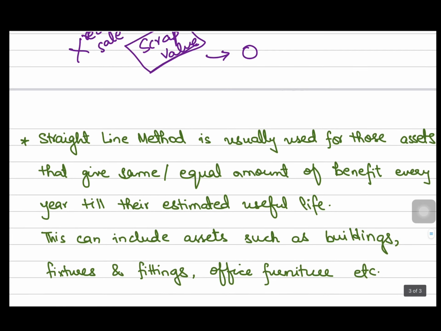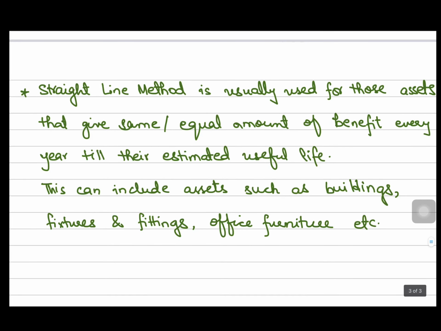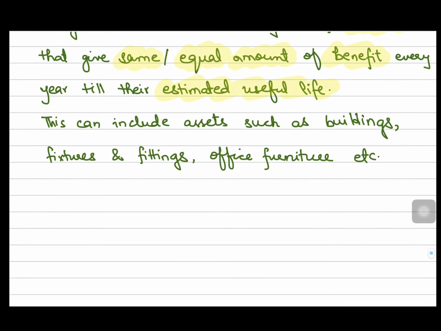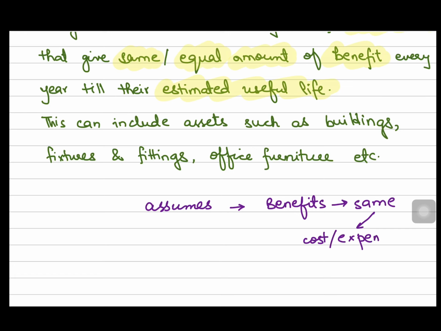Now, one more thing that you also need to remember about straight line method is that straight line method is usually used for those assets that are expected to give the same, or let's say equal, amount of benefit till their estimated useful life. Right. Now, for instance, if the business assumes that they will be getting equal benefits every year from certain non-current assets, since the benefits are the same every year, they should charge a cost, or an expense, against those benefits earned every year in the same way, right.